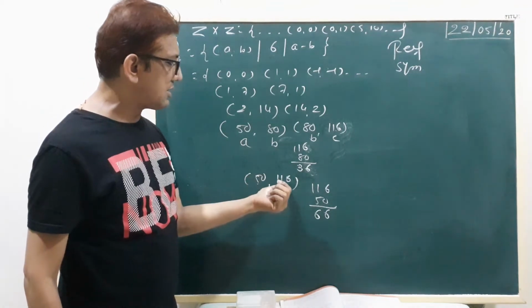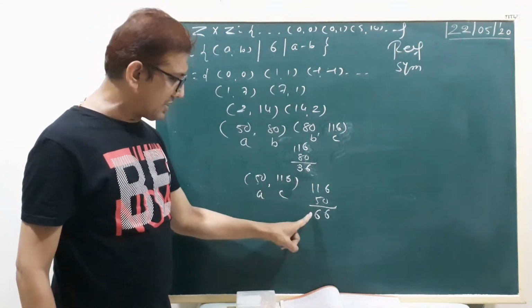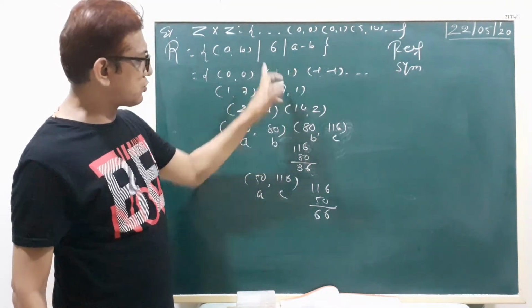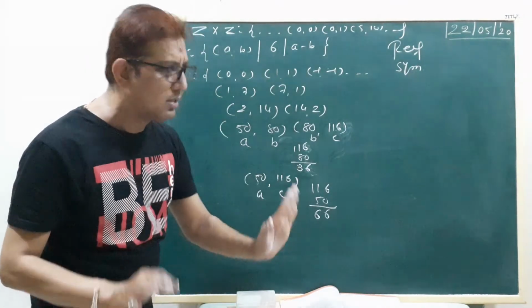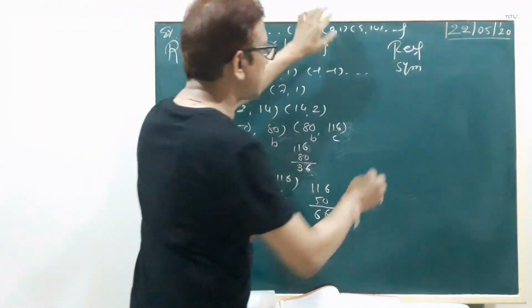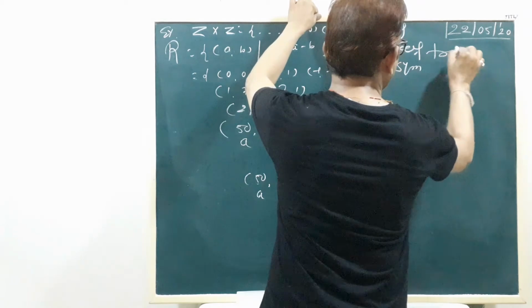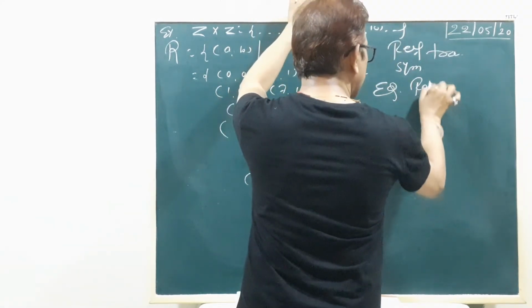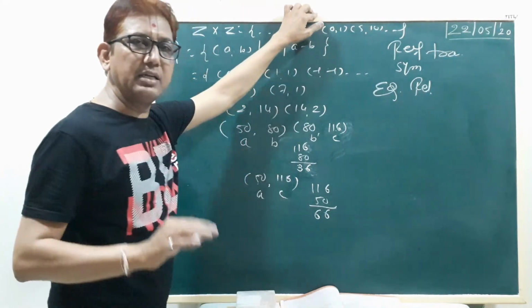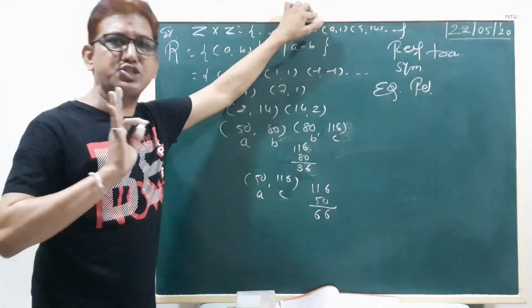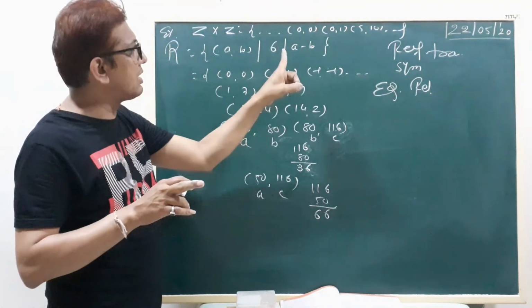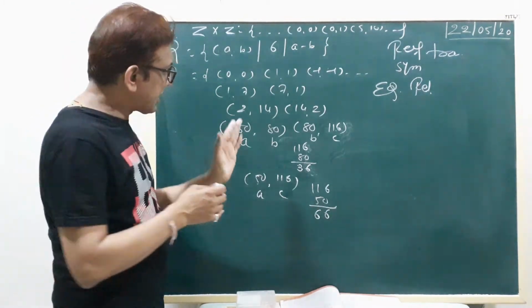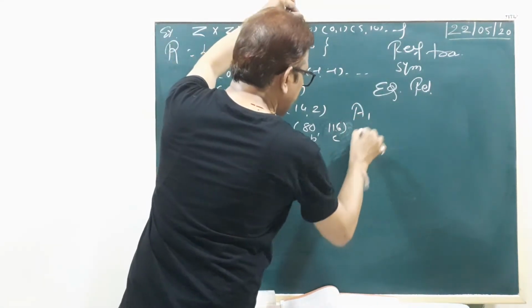If for A relation C the difference is not divisible by 6, then transitivity is not possible. But here reflexive, symmetric and transitivity are all possible, so it is called an equivalence relation. Now we write equivalence classes.